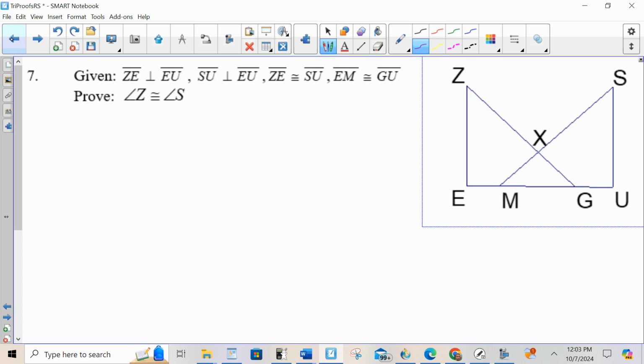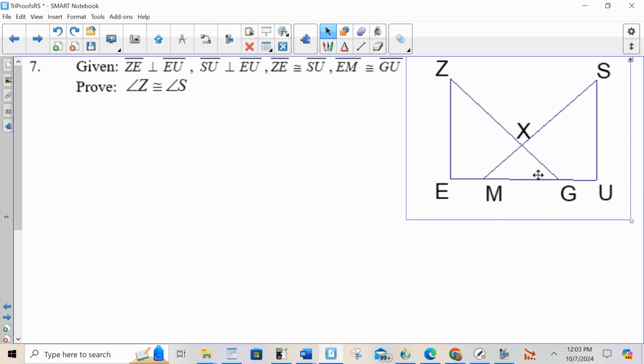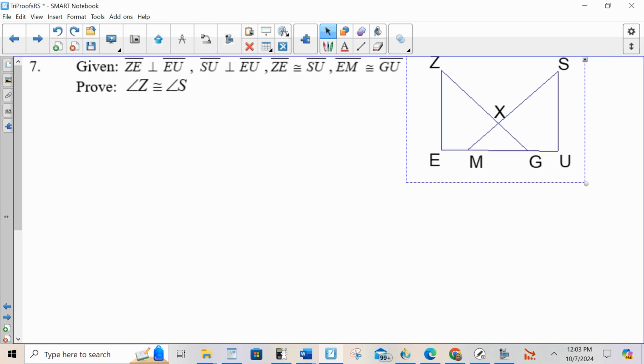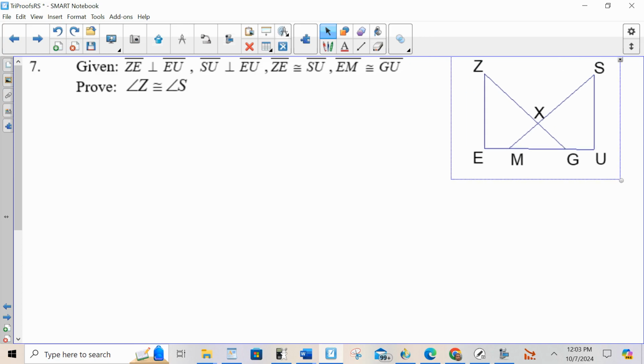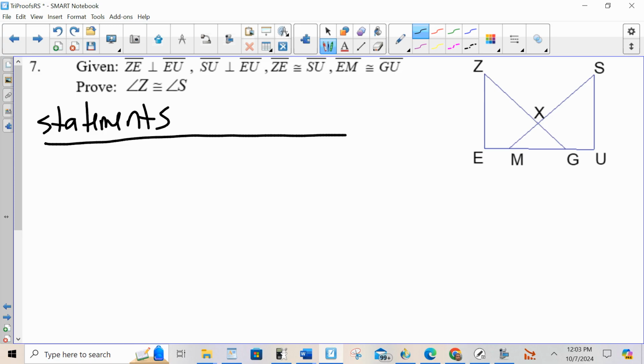One of these has addition subtraction property. One of these has isosceles triangle theorem. I'm probably not going to give you both, but you are going to be responsible for both, and you'll see one of them. Is it obvious which triangles I'm proving are congruent? I'm going to say yes.